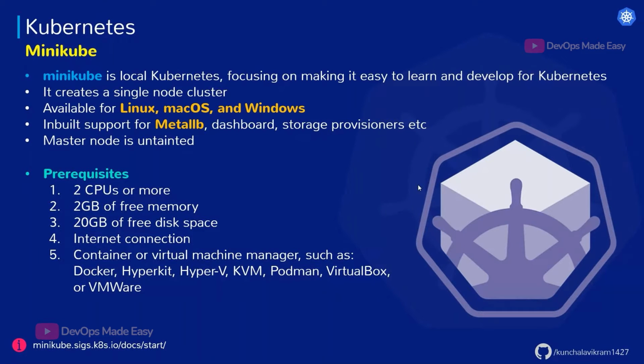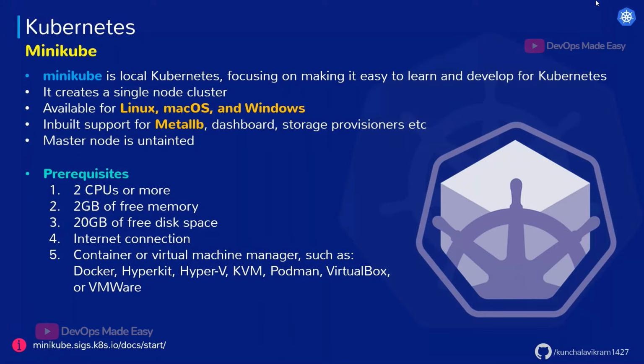Minikube will create a VM. So how does it create a VM? In case of Windows, you cannot create a VM without having VirtualBox or VMware software. So Minikube requires a hypervisor software, or any virtual machine manager software, in order to create that VM.